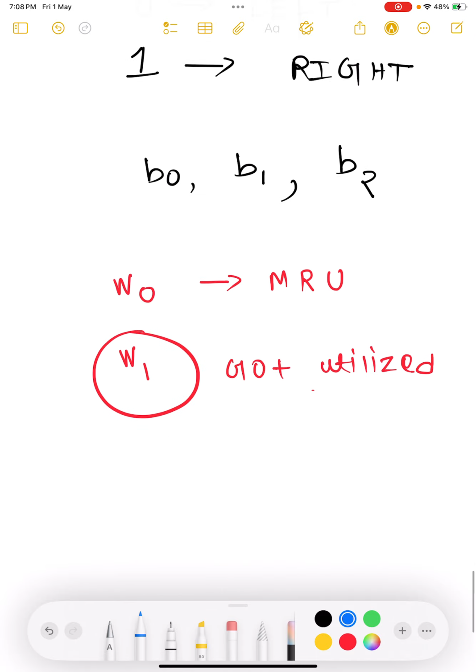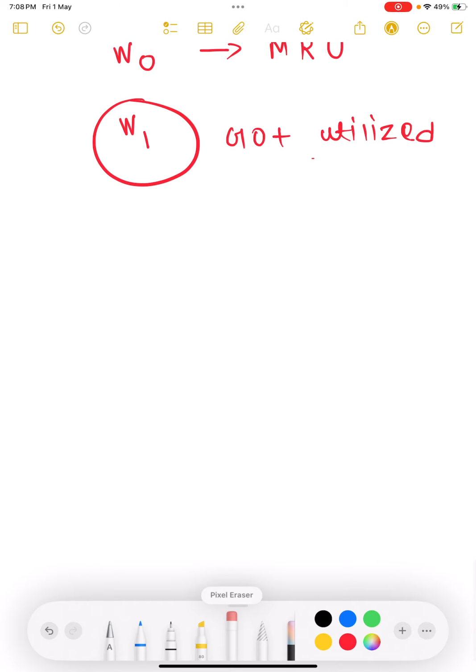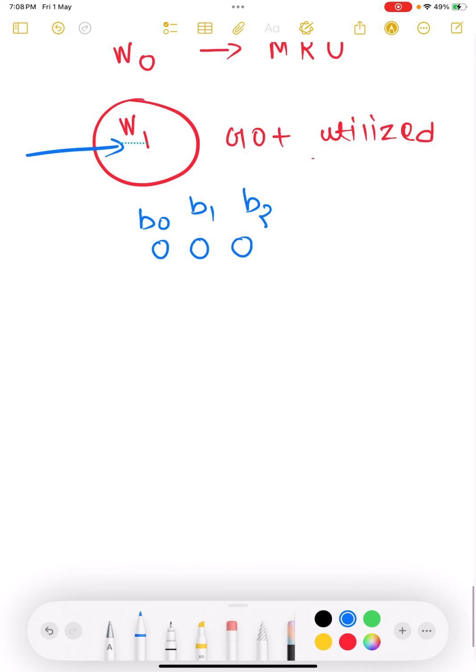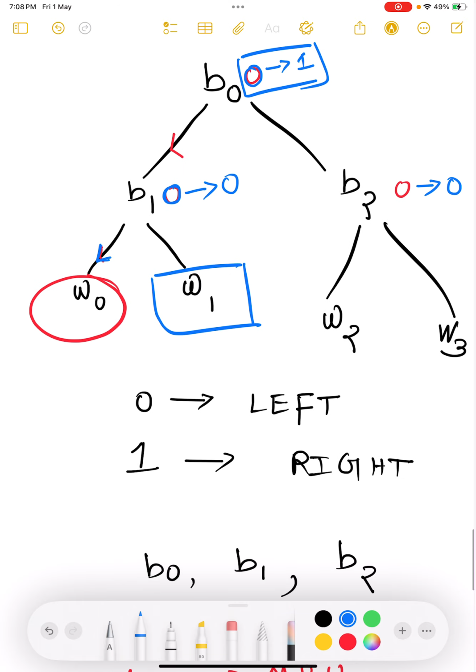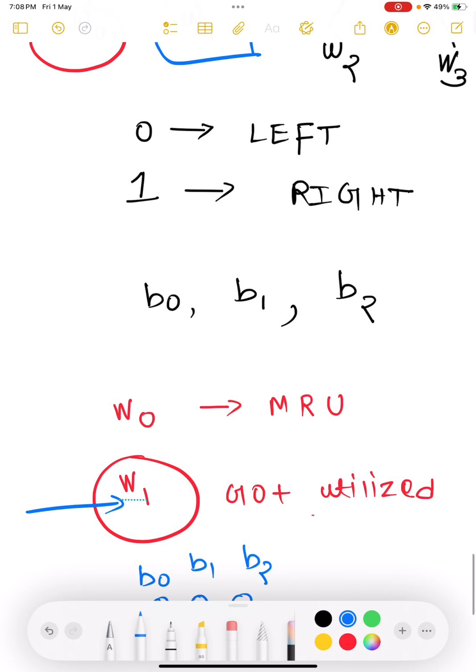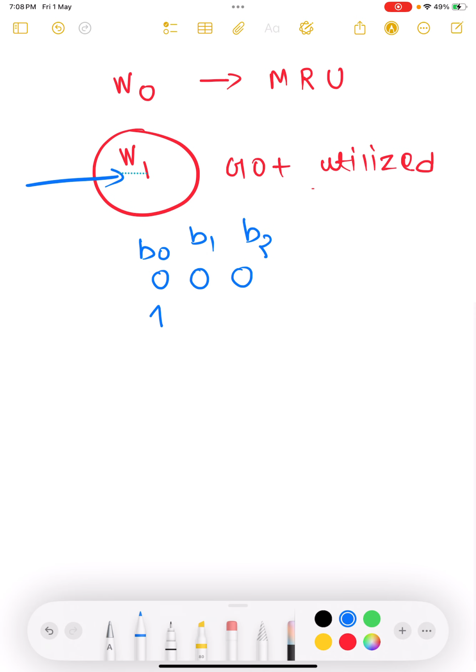So what will be the new B0, B1, B2 value? One minute. So our earlier value was 0, 0, 0. And when we have utilized the way 1, our new data, let me write here like that, V0, V1, V2. And our new field will be, because we have used the way 1, so we have to move always away from the way 1. So how can we move away from the way 1? We have to traverse towards the right side because way 1 sits on the left side of B0. So to move to the right side, we have to switch B0 from 0 to 1, right? So V0 changes to 1.